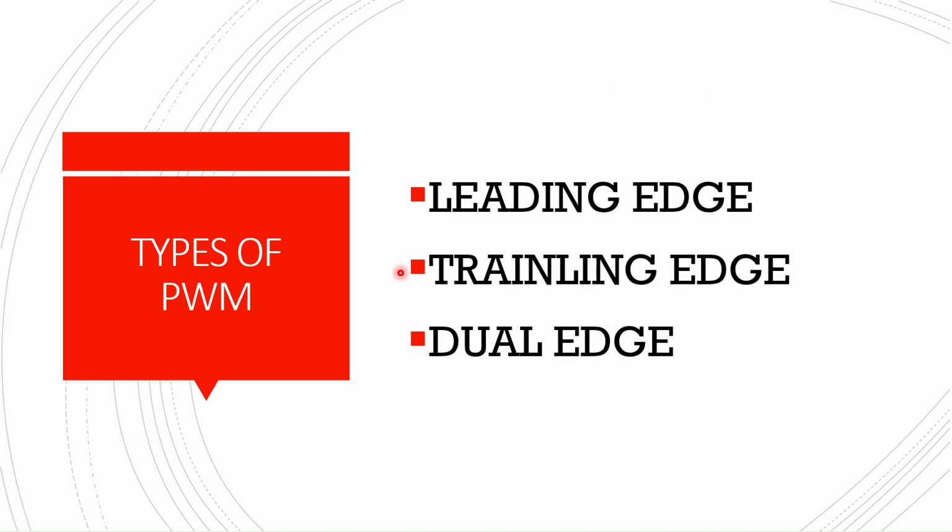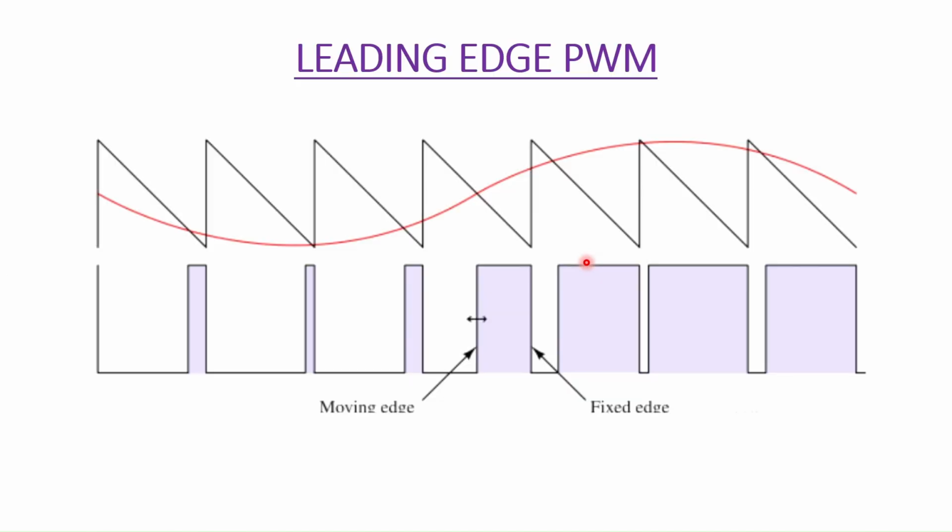So we can have different types of PWM. We have leading edge PWM, we have trailing edge PWM, and we have dual edge PWM, which is the combination of both the leading edge and trailing edge. In the leading edge PWM, this is the leading edge which is the front edge, and the trailing edge is the last edge. The leading edge of the pulse is modulated while the trailing edge is kept fixed, and it uses a negative sawtooth waveform. We can see that this sawtooth waveform is going from high to low, so it is a negative sawtooth waveform and the leading edge is modulated. Here we can see that the last edge or the trailing edge is fixed.